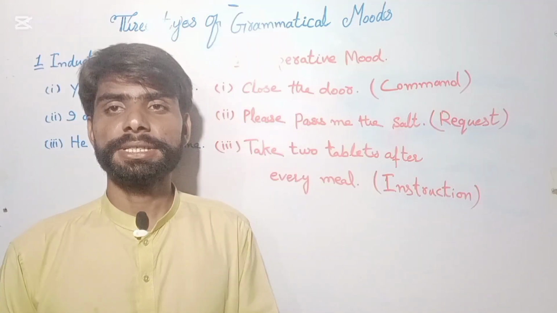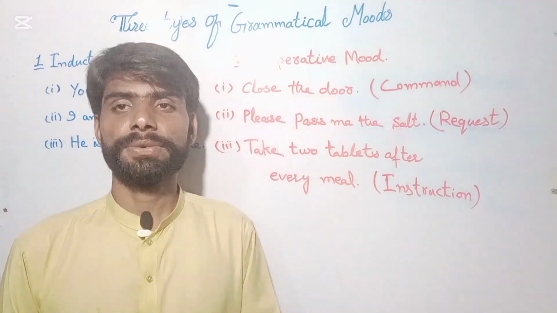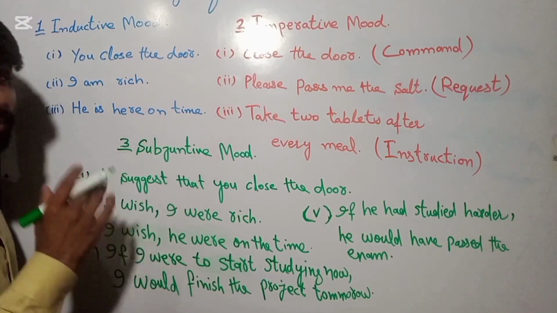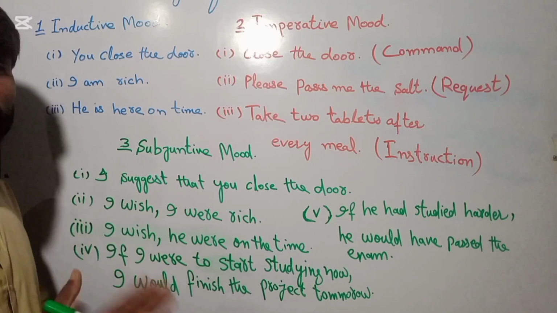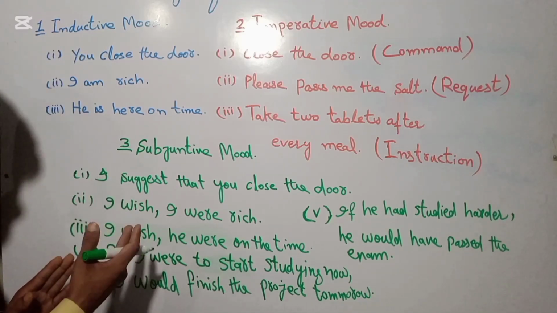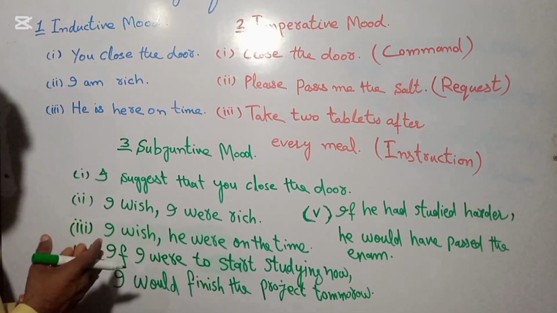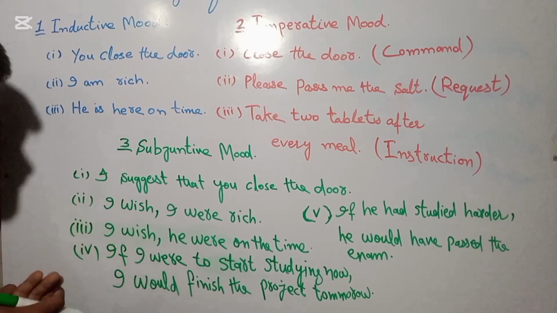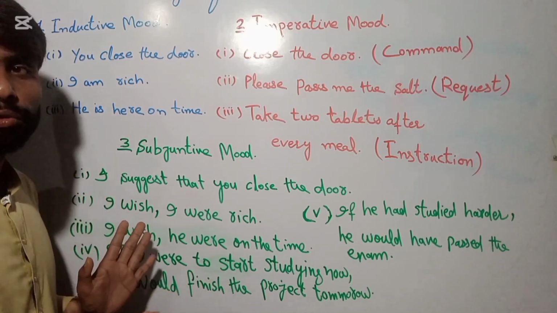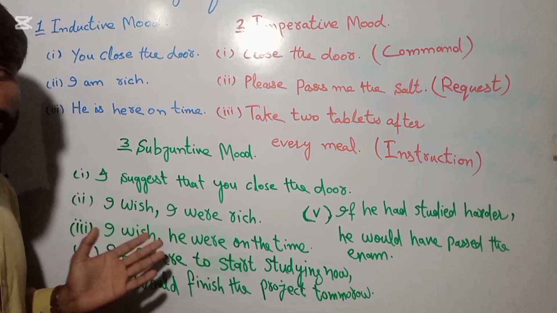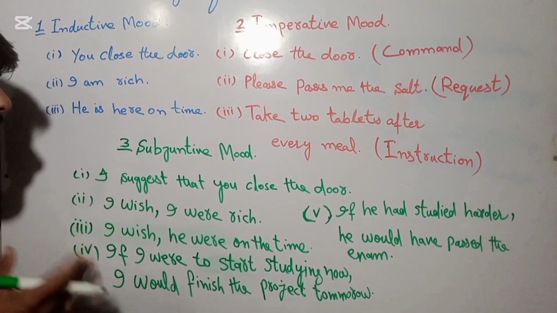So now let's see what the subjunctive mood is. In the subjunctive mood, we use sentences that are wishes, desires, suggestions, and hypothetical situations. Hypothetical situations that are contrary to reality, right? That are not reality, just a hypothetical situation, right?